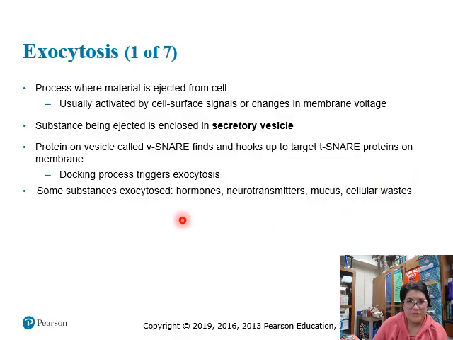Okay, exocytosis is the opposite of endocytosis, and it's going to send something out. It's going to eject something in a little vesicle and just shoot it out of the cell. So things like hormones, neurotransmitters, mucus, cellular waste, those are all ejected out of the cell by exocytosis.